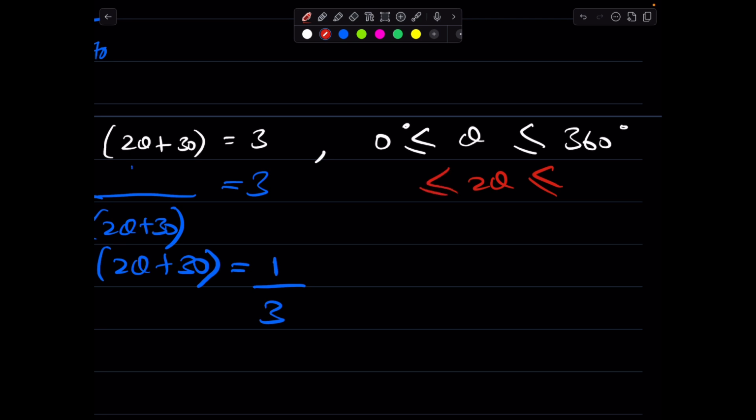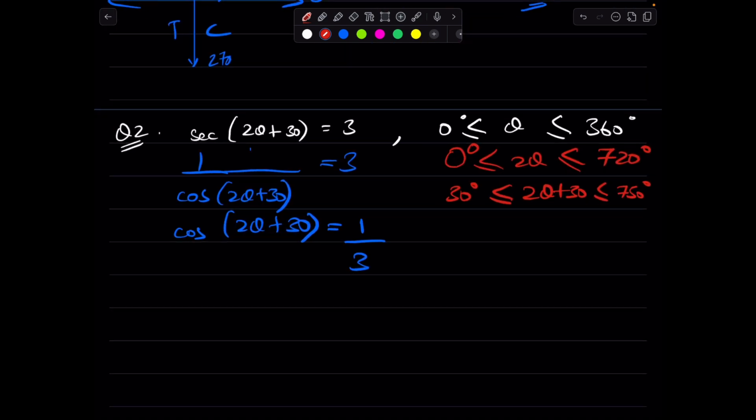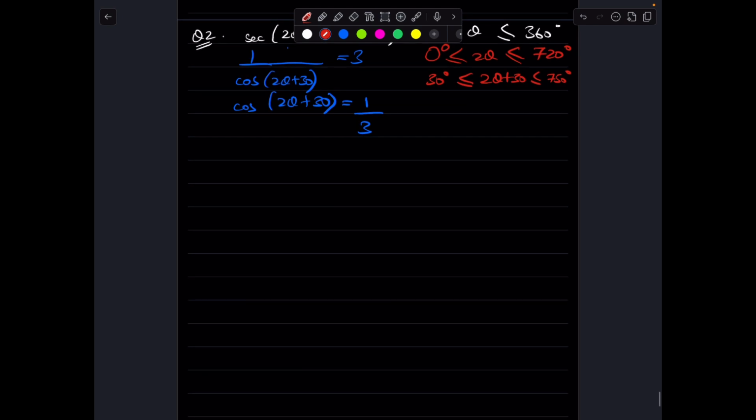So first of all, multiply everything by 2. 0 remains 0 and this becomes 720. Then add 30 to everything. This becomes a 30 and this becomes a 750. And then you can proceed and find alpha, which is cos inverse of 1/3.